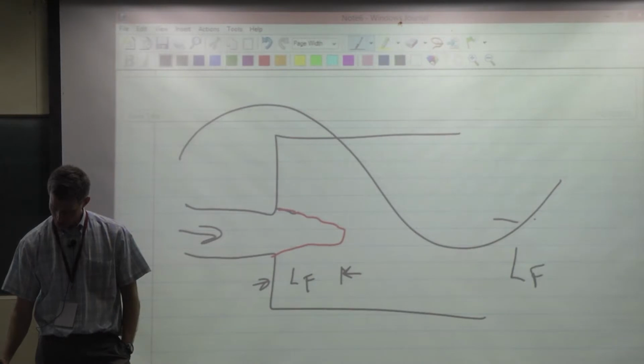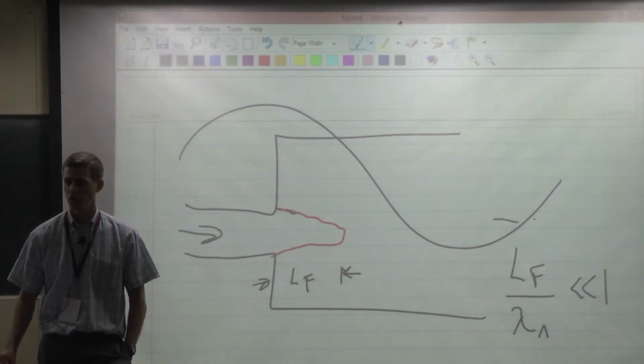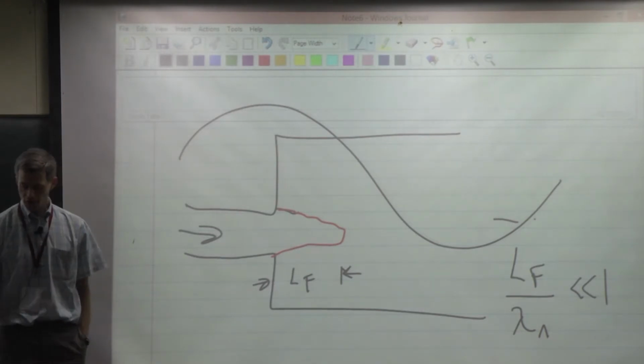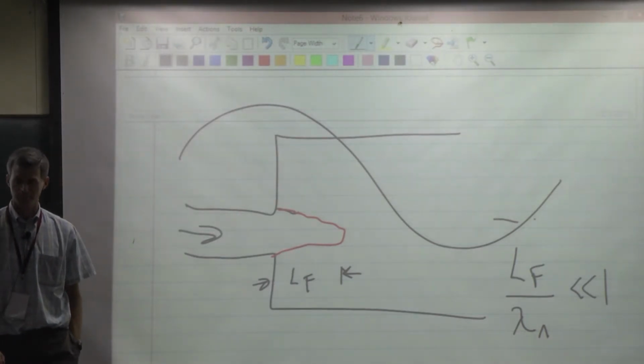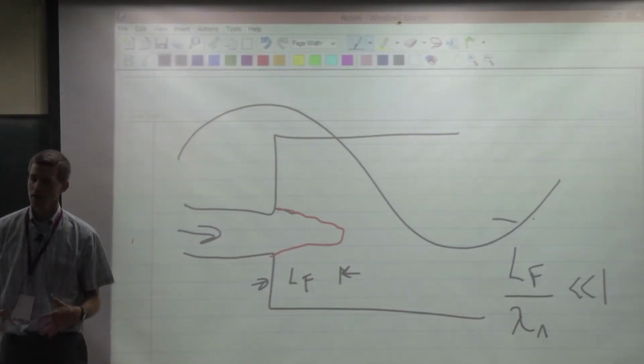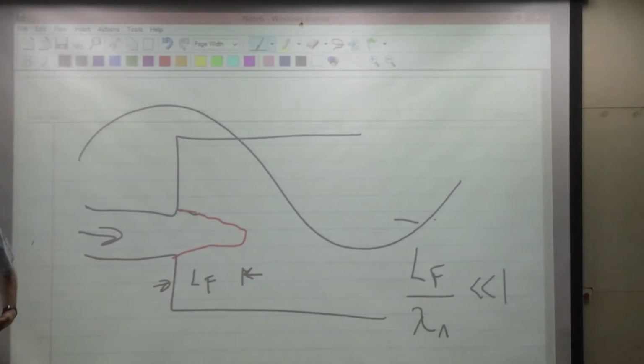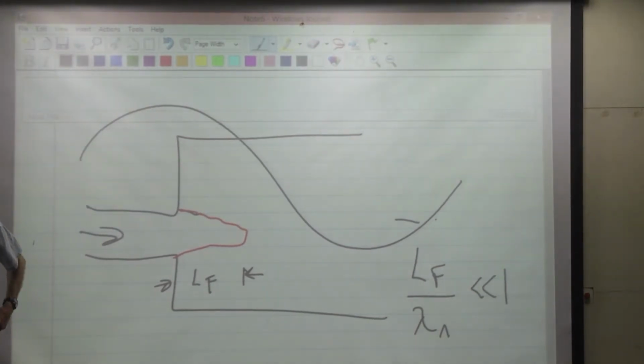I can take this ratio, and it's oftentimes much less than 1. It doesn't have to be, but I'll just say that oftentimes it is. All right? And this is what we would call an acoustically compact flame. A flame where the size of the flame is really small with respect to a wavelength. It turns out this is a really important limit because in this limit, the spatial distribution of the heat release doesn't matter. It's just whatever the instantaneous spatially integrated heat release.